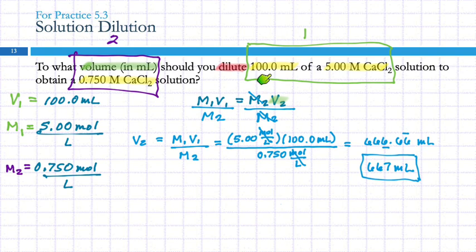So we're taking 100 milliliters of this more concentrated solution, and we're making it less concentrated. That makes the volume bigger. If you get your 1s and 2s backwards, then you're going to end up diluting it and making the volume smaller, and that's just not how it works. Any questions? If you feel more comfortable converting milliliters to liters, and then doing the equation and then converting liters back to milliliters, that's absolutely fine.